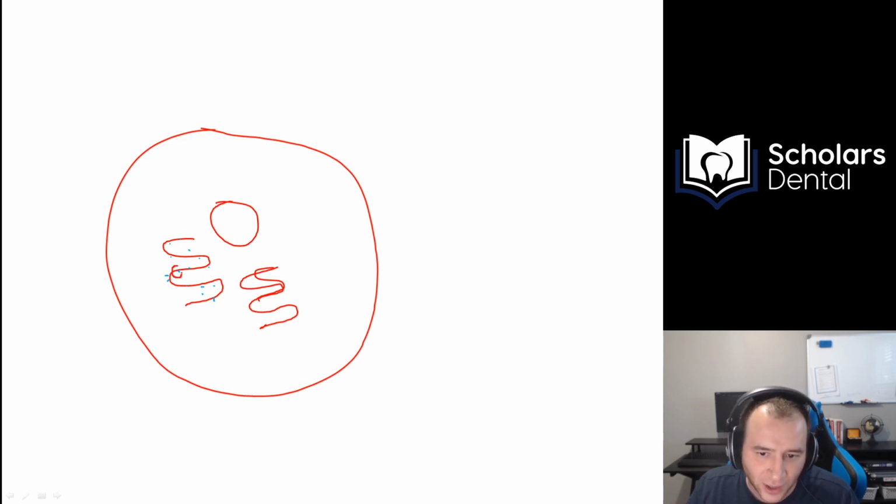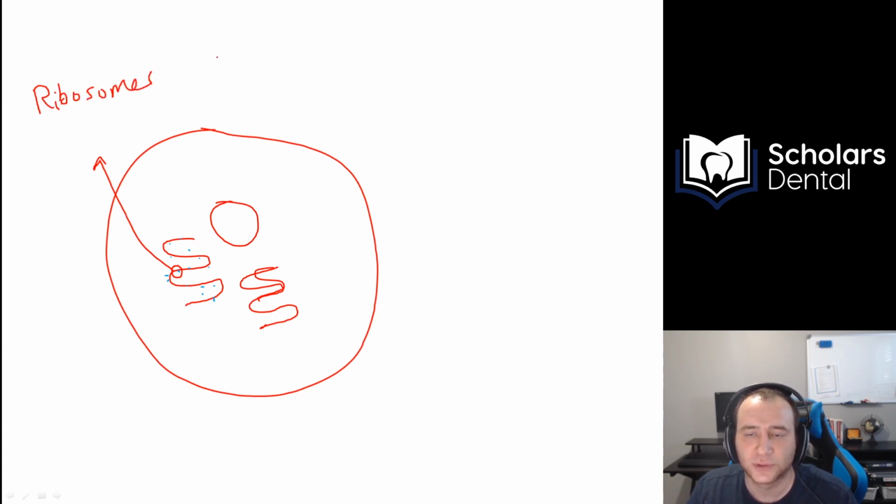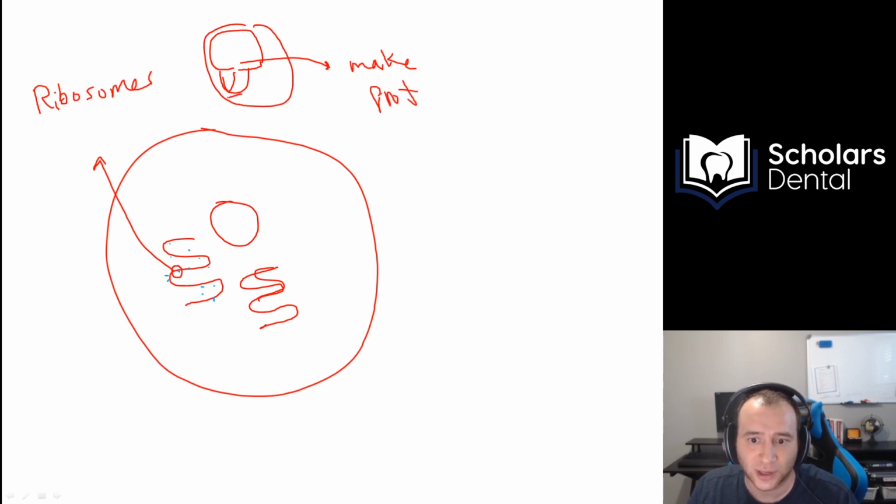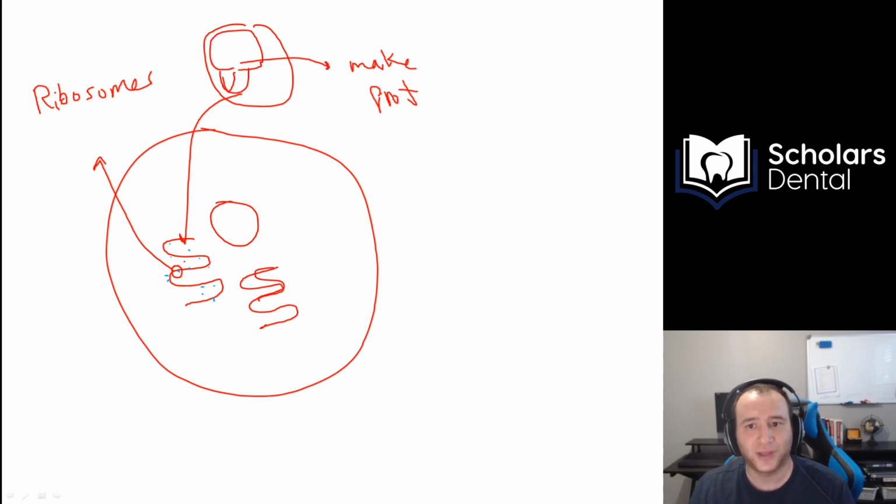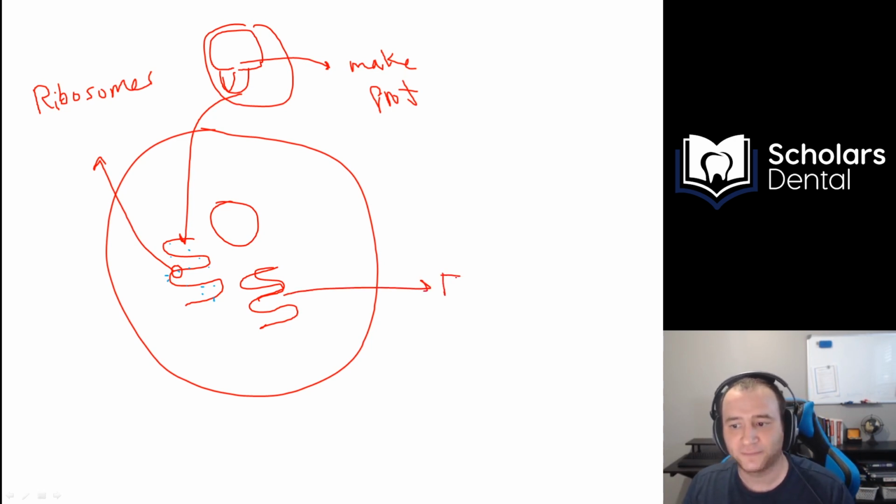What are these dots? Well, these dots are actually ribosomes, which we took in microbiology. Remember, what do ribosomes do? Make proteins. So that means these ribosomes, these dots, are on the rough ER. That's why the rough ER makes proteins. The smooth ER makes fats.